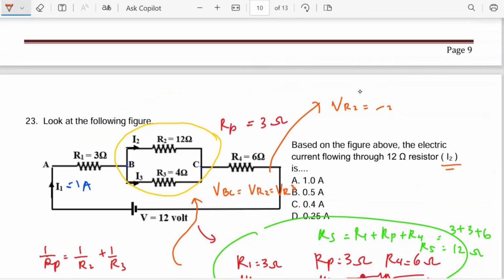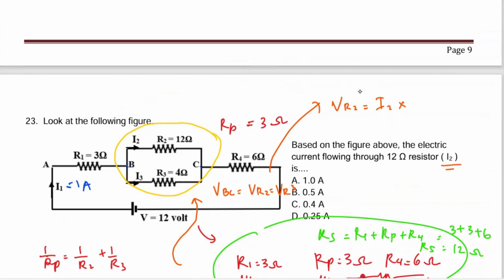V at R2 is actually I2 times R2. VR2 is the same as the V across BC, so it's 3 volt equals 3 times the R2, which is 12. Okay, so I2 is 3 over 12, or 1/4, or 0.25 ampere. So the I2 is 0.25 ampere, or D.